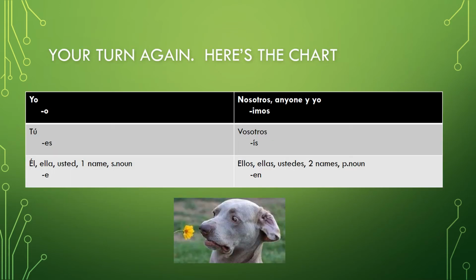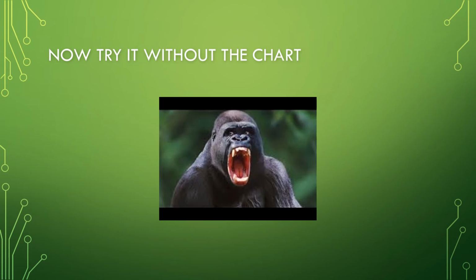Alright, let's finish up our lesson here. It's your turn again. Let's do a few IR conjugations with the chart. And then of course you'll have a few without the chart. So let's do a few with it. Alright, now try it without the verb chart.